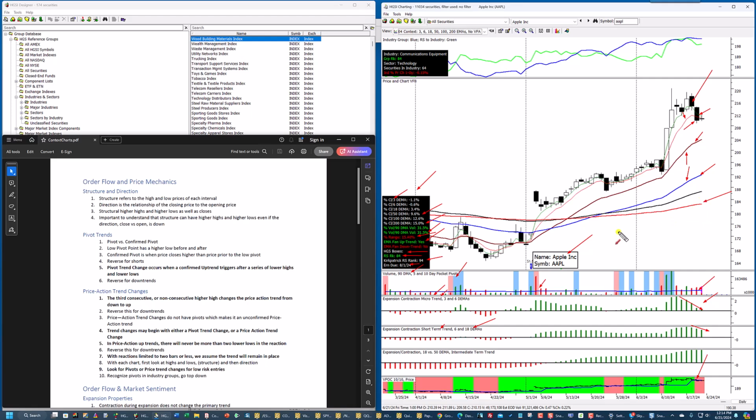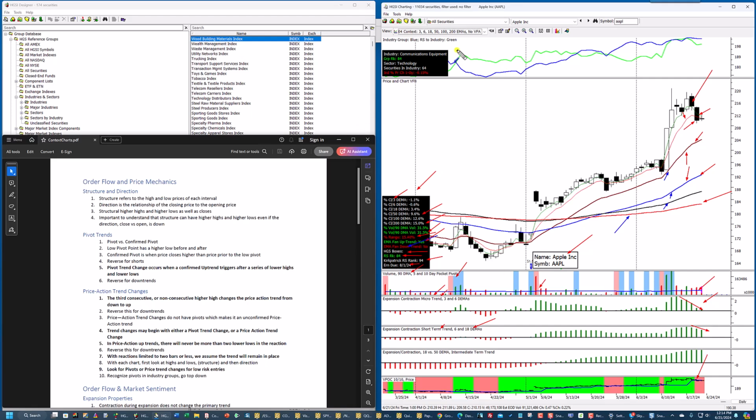But what is the fan? I'll make this blue. Here's the 100. I'm sorry, the 200, the 100, the 50, and the 18. If these are stacked on top of one another, that means the fan is up and it's a strong stock. Conversely, if they're stacked the other way and the EMA fan says down, then it's a weak stock.